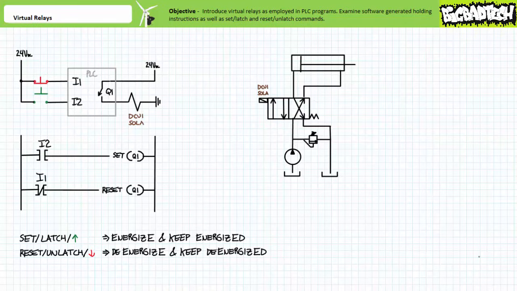Let's examine how the system responds given a couple different input scenarios. Importantly, the system initiates operation with output Q1 deenergized. In the deactivated state, the make instruction examining I2 does not permit logical continuity onto the set or latch instruction of Q1. Additionally, the break instruction examining I1 does not permit logical continuity onto the reset or unlatch instruction of Q1. Since output Q1 is neither being set or reset, it remains in the deenergized condition. The spring offset valve remains in the cross-connect position and the cylinder remains retracted.